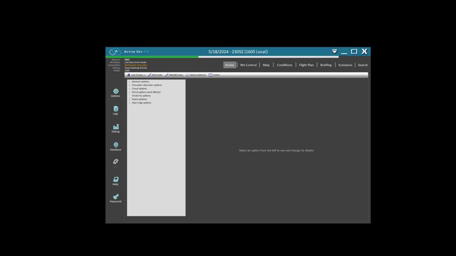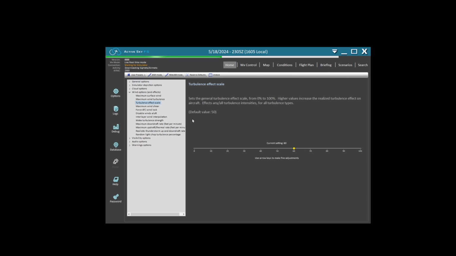So if we come back into that turbulent effect scale, you can see it's still only at 60. Higher values increase the realized turbulence effect on the aircraft. Affects any and all turbulence intensities for all turbulence types. What I have found and what the real world pilot that I have been speaking with have also found, and I agree with, I have tried it at 100 and I've tried it at 60. I've tried it down at 30, and I believe the default is 50. If I remember correctly, default, you just launch it, go into the sim, is 50.